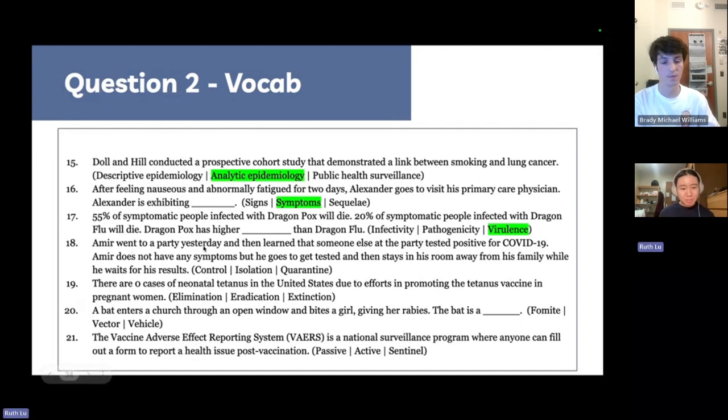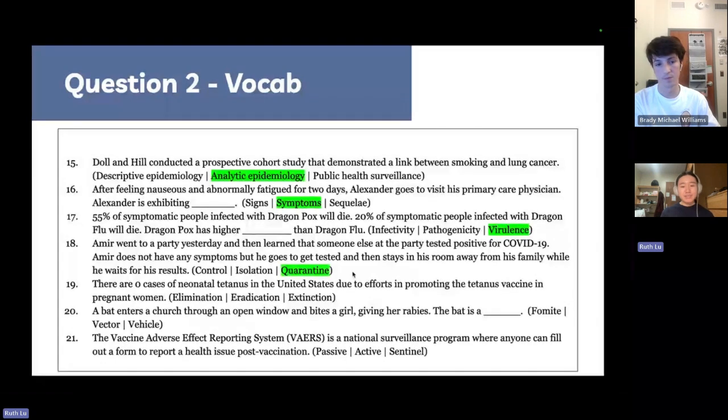So next, Amir went to a party yesterday and learned that someone else tested positive for COVID-19. He doesn't have symptoms, but he goes to get tested and stays in his room while he waits for his results. The options are control, isolation, or quarantine. This is going to be quarantine, because isolation only applies once you are confirmed to have the disease. Before you have the disease, you are in quarantine.